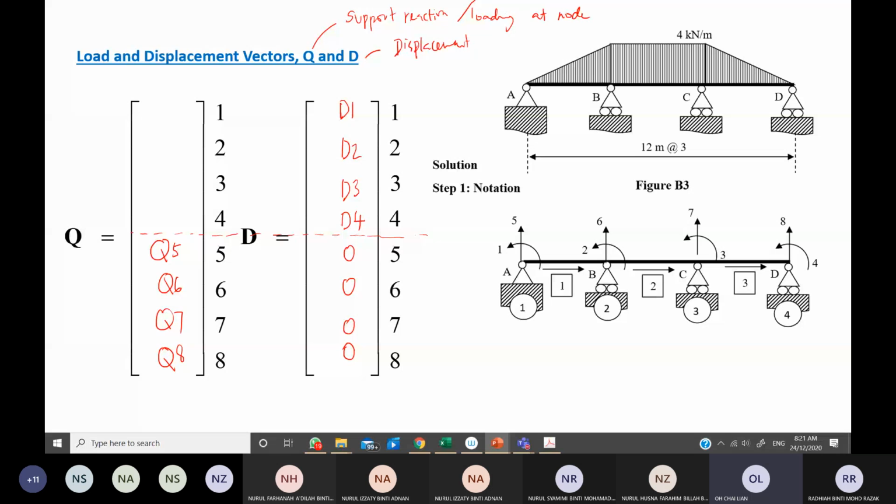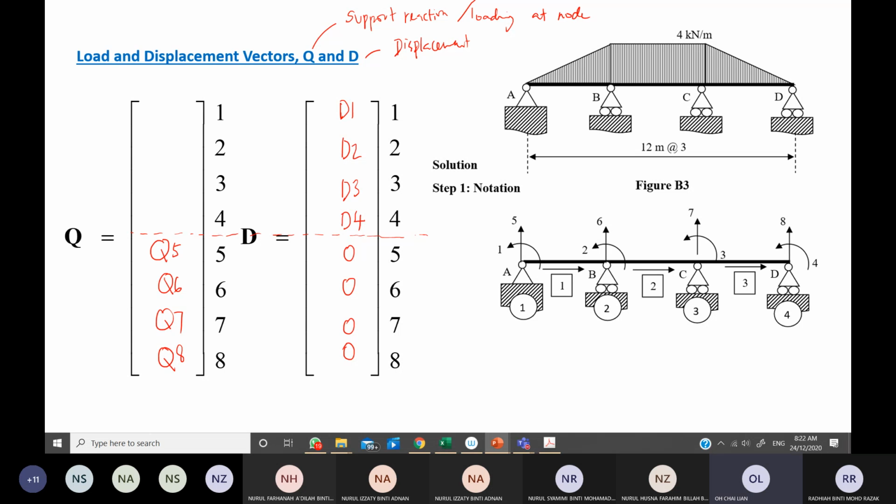5, 6, 7, 8, is that associated with the support reaction? The 5, 6, 7, 8, are they the support reactions? Yes, because 5 is associated with the AY, 6 is BY, 7 is CY, and 8 is DY direction. So therefore you can name this support reaction as Q5, 6, 7, 8.